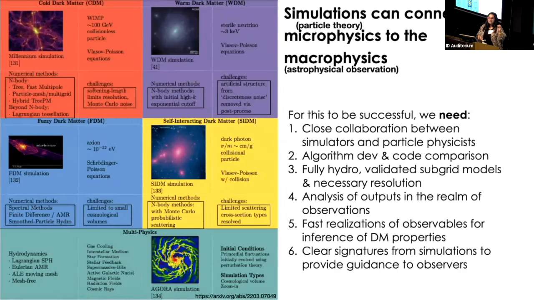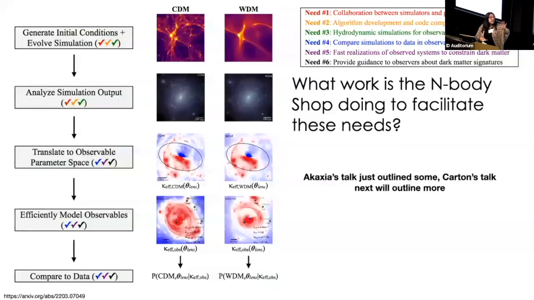And we need to give the observers exactly what to look for, in particular in light of all these amazing observatories coming online in the next decade. And so I've put the needs back up there. And what I wanted to talk about next was what work the N-Body Shop is doing to specifically facilitate these needs. So Akaxia's talk was wonderful because she started telling us about what Chang'e is doing with self-interacting dark matter. And Carton is going to, I don't know if he's virtual or here, going to tell us some more. And so I will leave it to them to show some really incredible results.